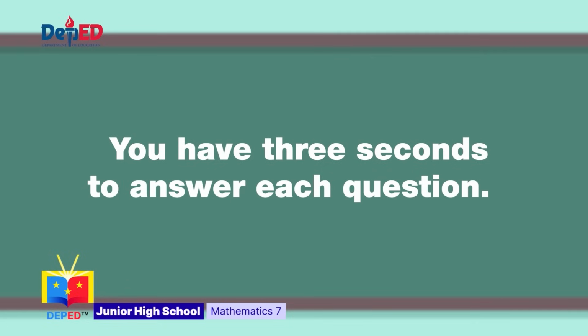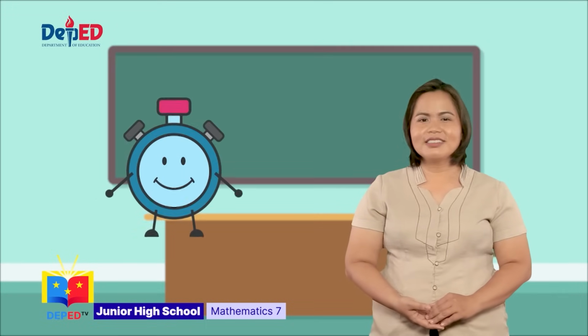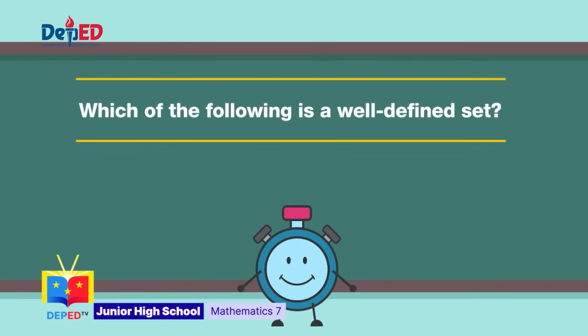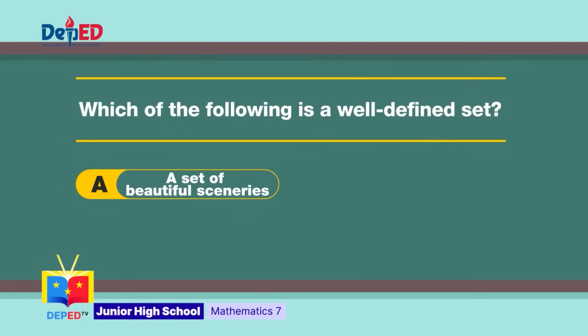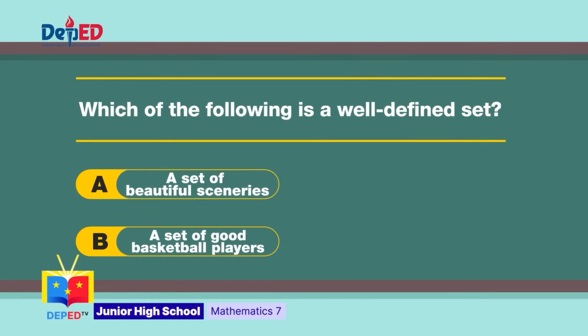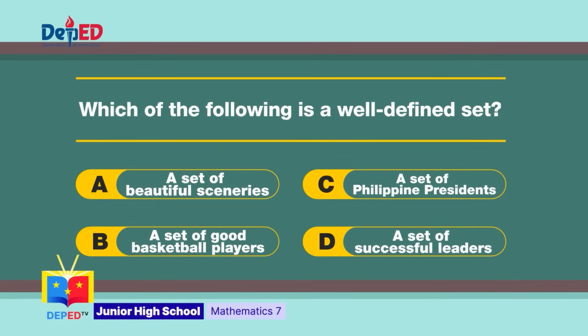You have 3 seconds to answer each question. Timer! 1. Which of the following is a well-defined set? A. A set of beautiful sceneries. B. A set of good basketball players. C. A set of Philippine presidents. D. A set of successful leaders.